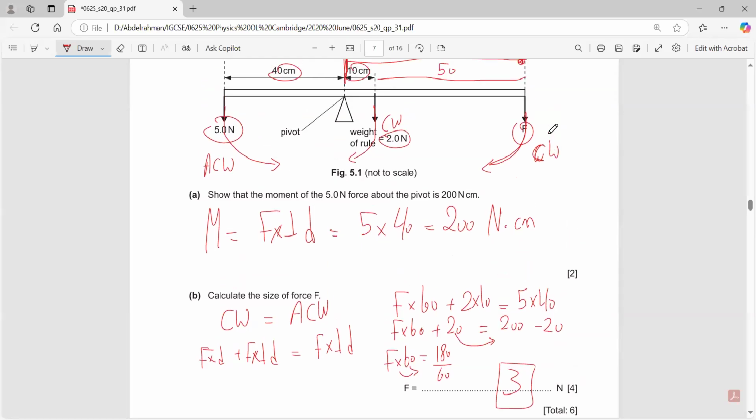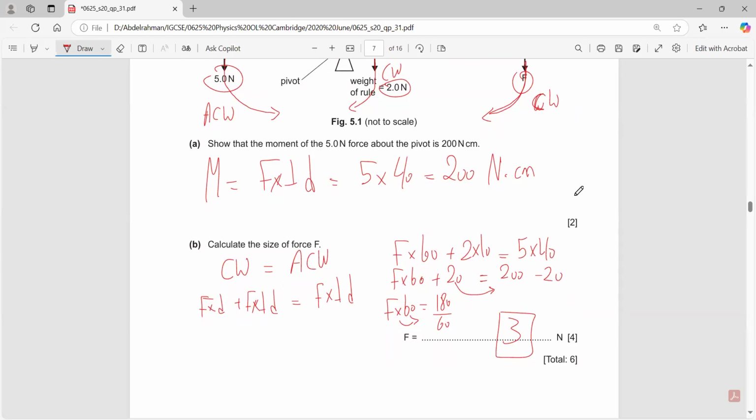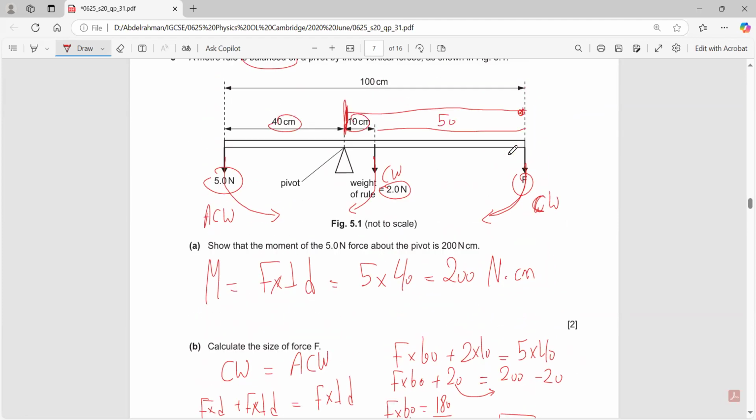Someone is saying, can I just subtract 5 minus 2, which would be 3? No, that's 100% wrong. Okay, clockwise force is 2 and anti-clockwise is 5. No, that is wrong again. What you're saying is clockwise moment is 5. No, the clockwise moment isn't 5.